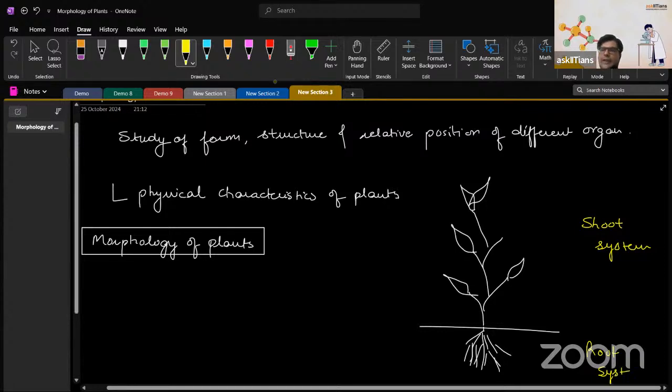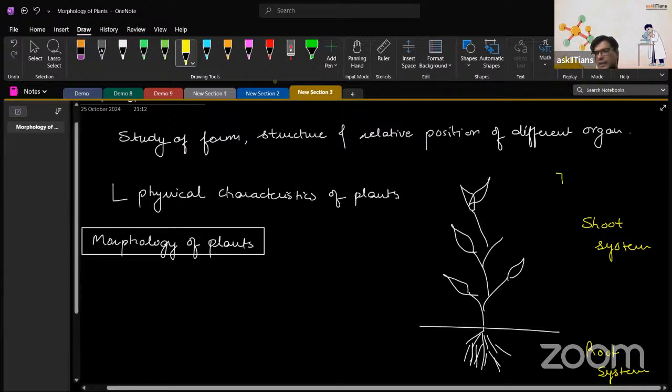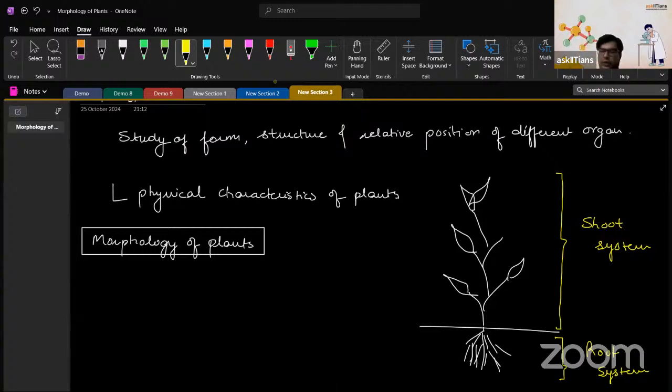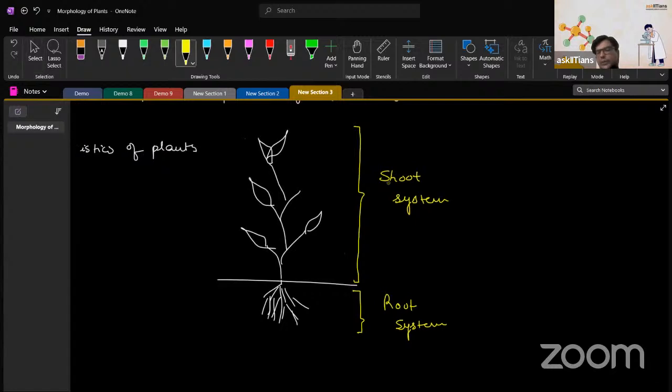Okay, so when I say shoot, you need to understand that shoot is the part of the plant which is present above the ground, and the root is the part of the plant which is present below the ground. So everything which is present above the ground is referred to as a shoot system, and everything which is present below the earth or soil, that is what we call the root system. Now there are a number of different things present in the shoot system and the root system. I hope you are quite familiar with them.